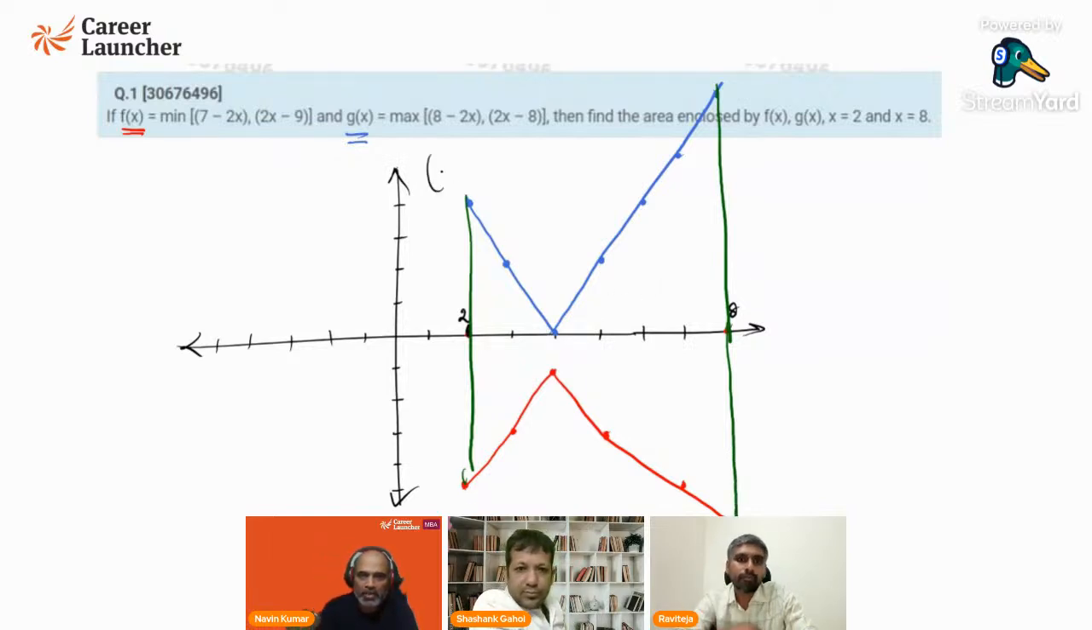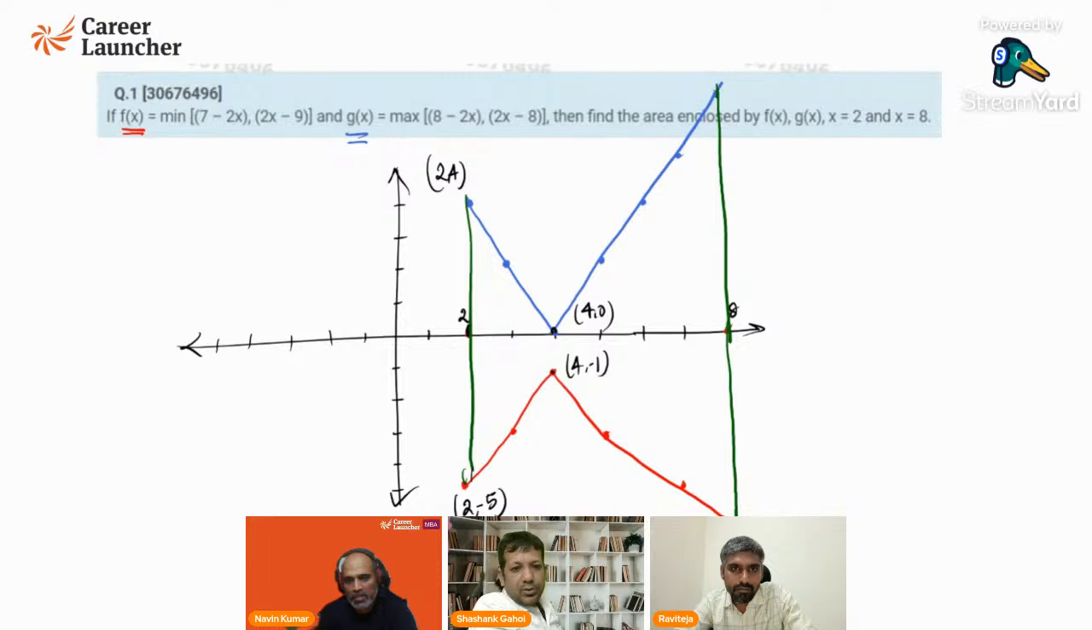This point is going to be 2, 4. This point is going to be 0, 4. This point is -1, 4. Sorry, 4, -1. क्या लिख रहा हूँ? 4, 0. This one is going to be 4, -1. This one is going to be 2, -5. This one is going to be 8, -7. And this point is going to be 6 or 8. So this is going to be 8, 8. And this is going to be 8, 7.